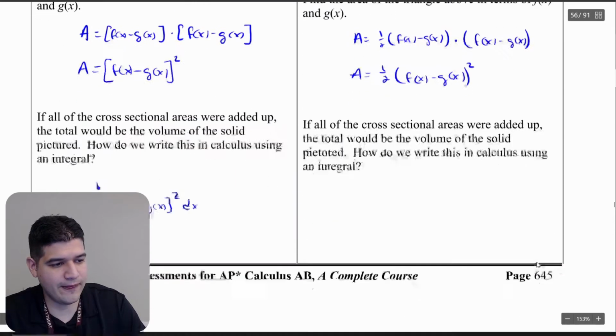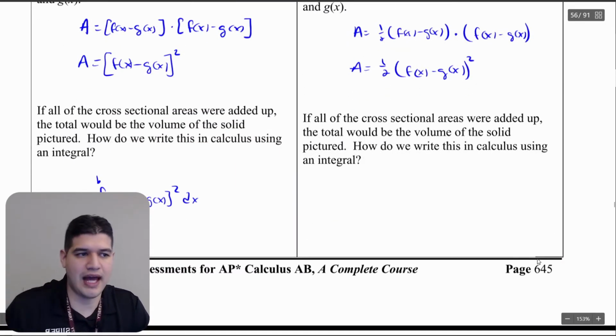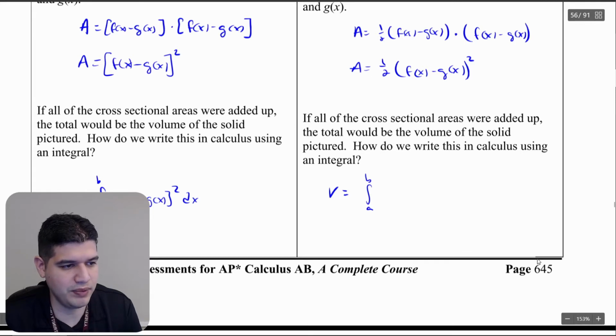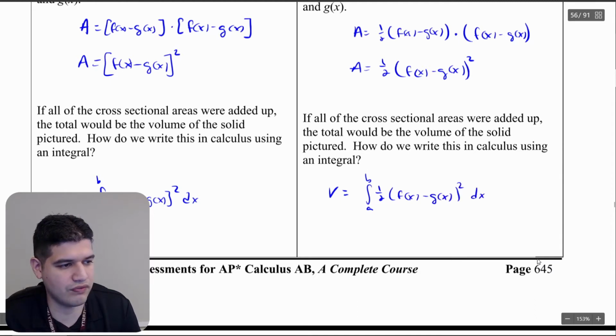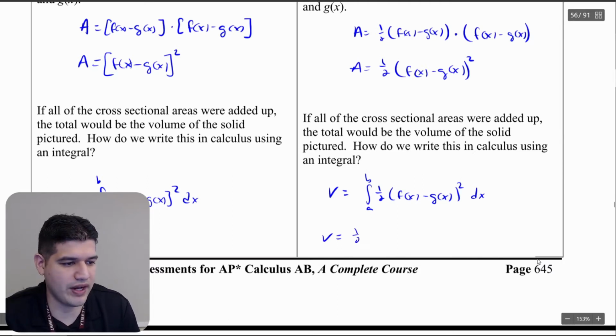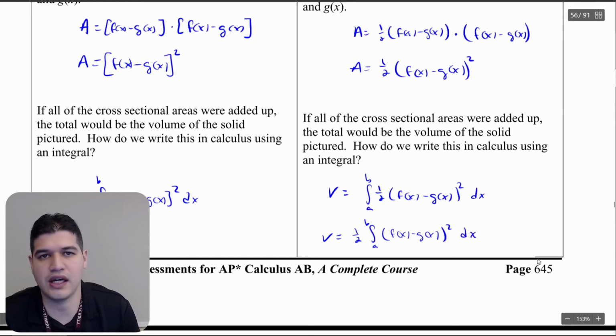Looking at this again, how can we write this as an integral going from area to volume? Volume is the integral from A to B of the area we just found, 1/2 f of x minus g of x squared, with the upper minus the lower function. We can simplify by taking the 1/2 out, because it is a constant multiple, leaving f of x minus g of x squared dx inside the integral.